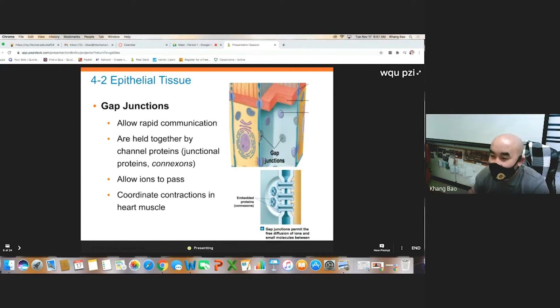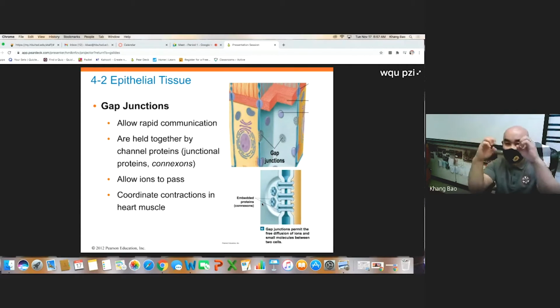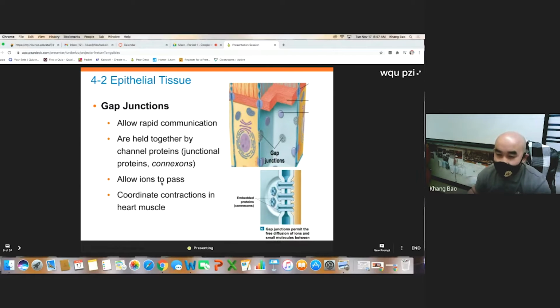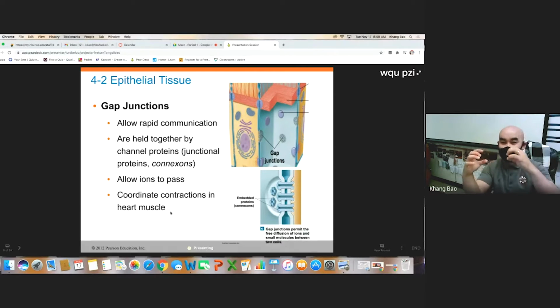Gap junction, on the other hand, right here, see tight junction right there? You see tight junction? Gap junction, on the other hand, allows communication, allows things to go back and forth between the two epithelial cells that make up the tissue, right? It allows ions, it allows molecules to travel from one cell to the other. So that's their job. For example, coordination of a heart contraction, right?